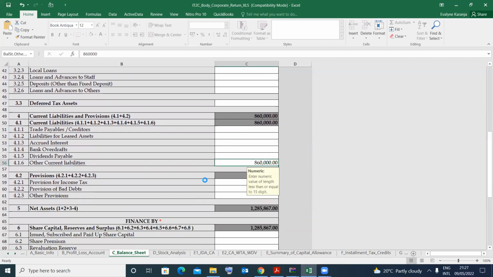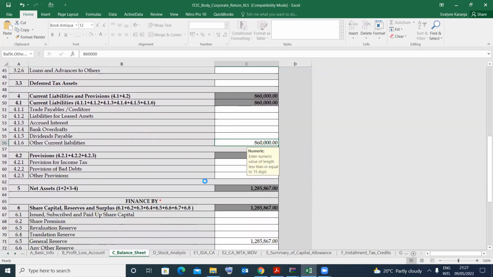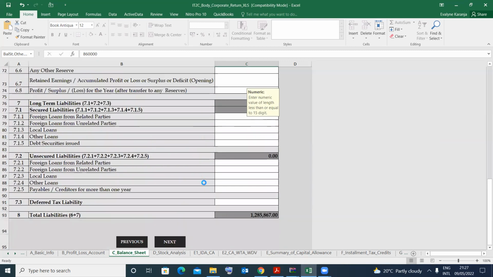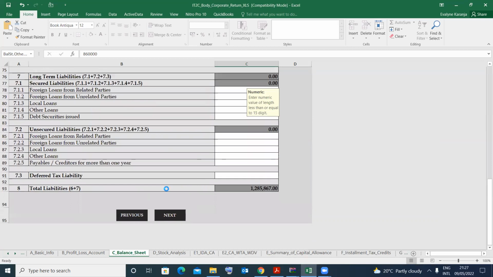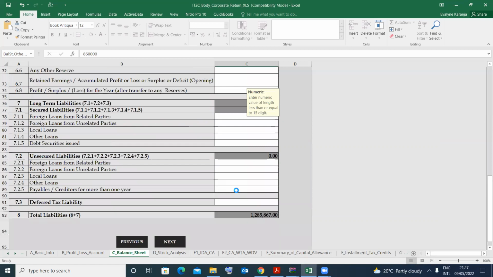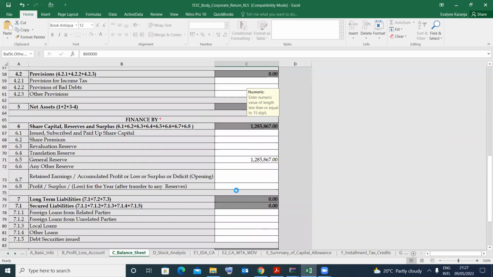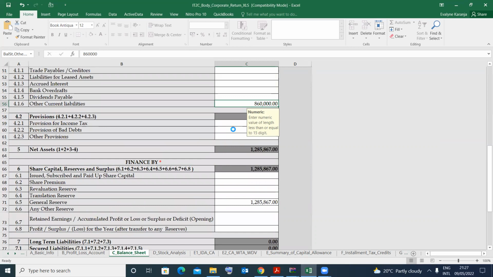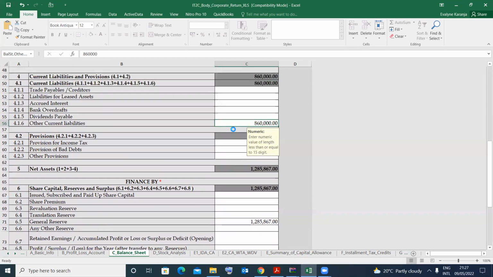Ipenda chini kabisa. So you can see, just enda juu kabisa. Juu kiasi. Juu tena. You see net assets. You see net assets. You remember, who remembers how do we get the net assets?